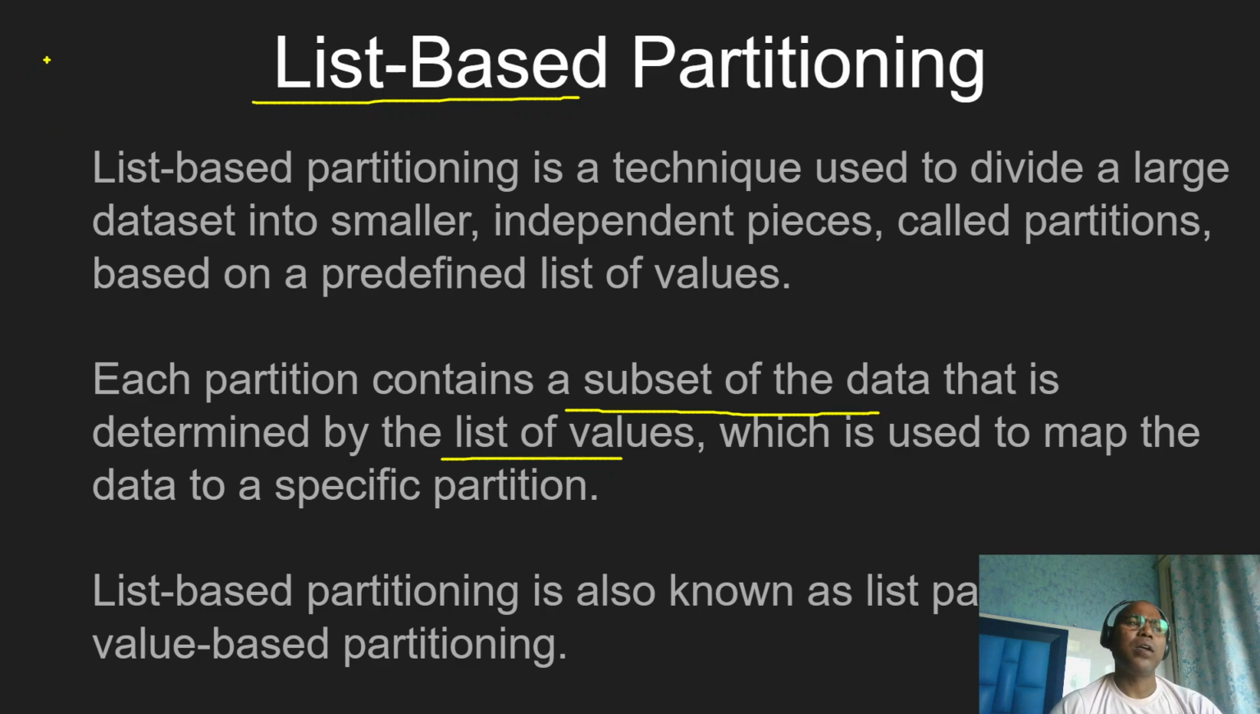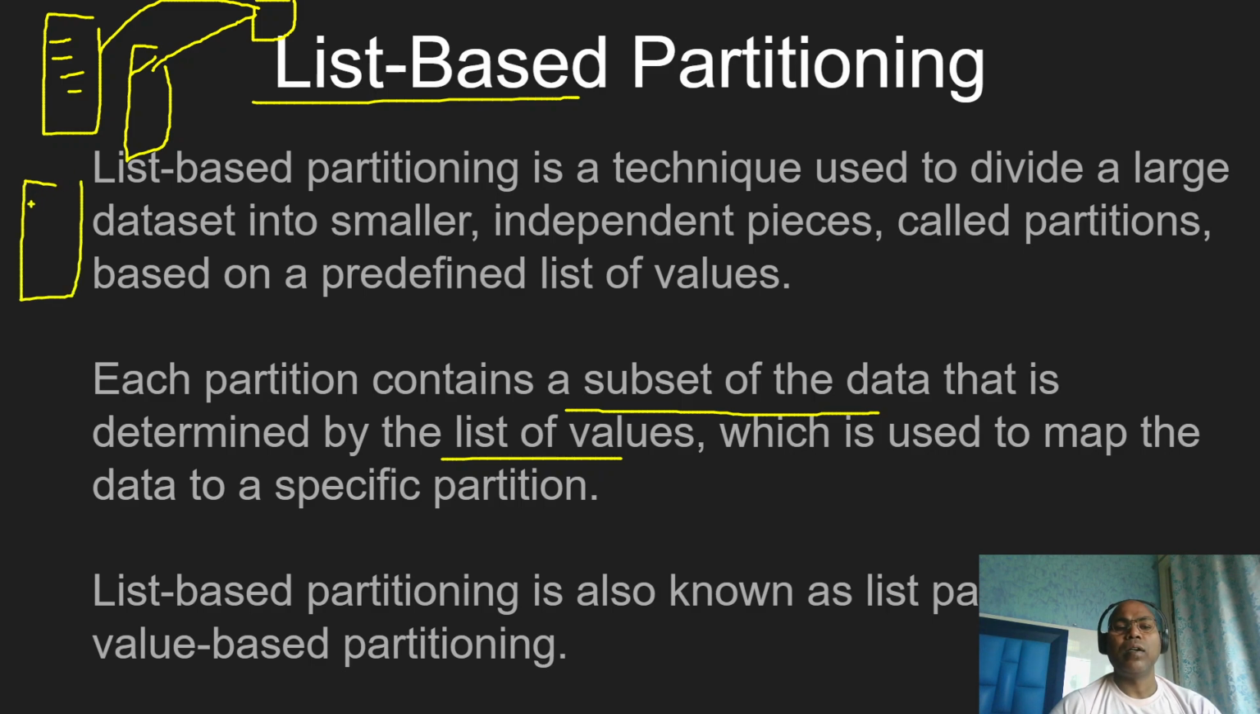So here you can say, this is a list of IP addresses, and any data coming from these IP addresses can go to this partition. The partition manager knows this list of IPs is mapped to partition one, and this list of email addresses is mapped to this partition.